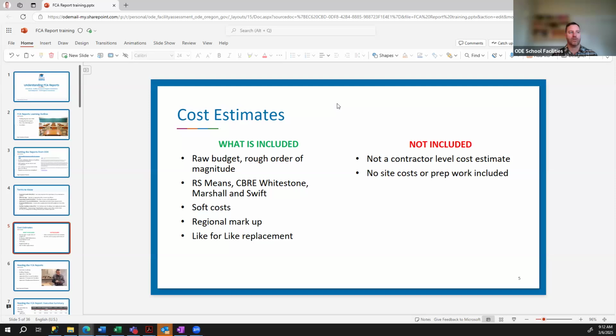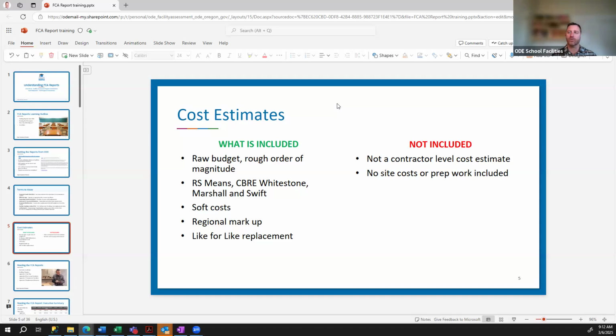We did ask the contractor to use certain methods for coming up with these costs. So they use a combination of RS Means, CBRE, Whitestone, Marshall, and Swift. And those last two, CBRE and Marshall and Swift, are private firms that look up construction cost bids and things like that to come up with an average estimated cost to repair or replace.